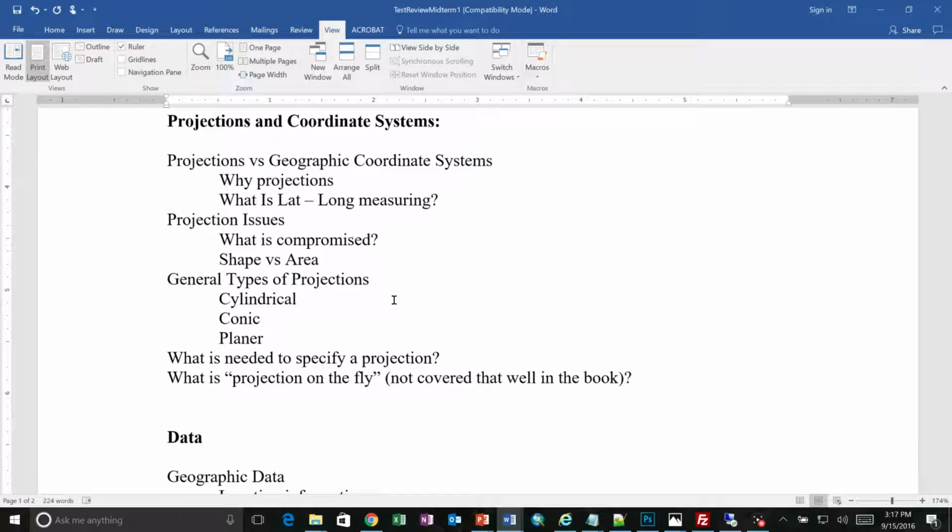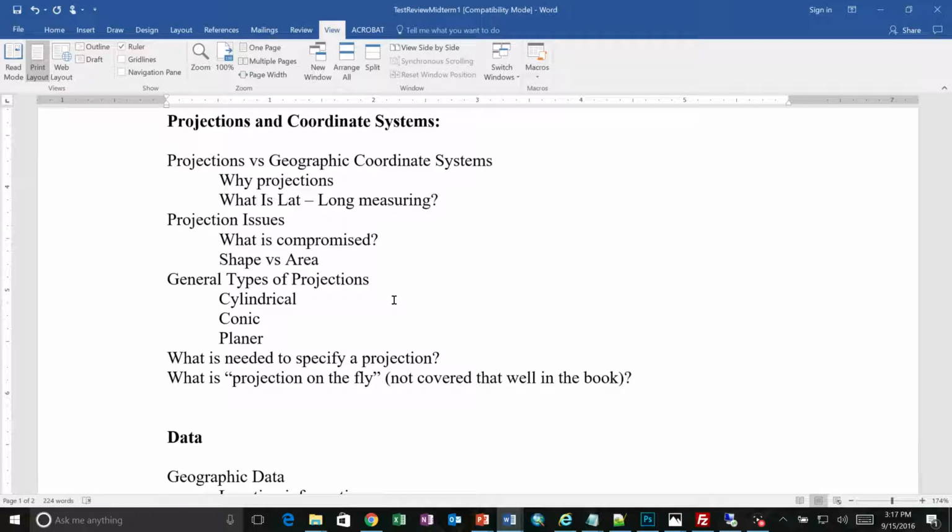So spheroid, datum, developable surface, and units. Technically, if you wanted to be complete in your answer, you might say something like the developable surface and how it's tied to the Earth, how it's tied to the spheroid, but you'll get full credit for just saying developable surface.